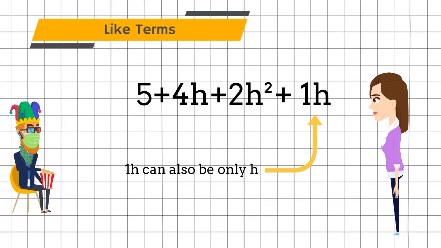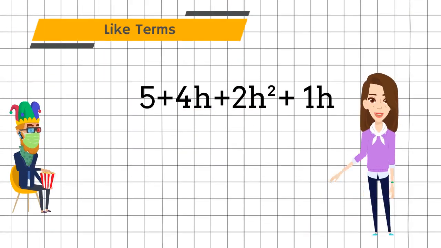Like terms are the terms that have the same variable and exponent. For example, the like terms in 5 plus 4h plus 2h elevated to the power of 2 plus 1h are 4h and 1h. 2h can't be a like term because the exponent is different.